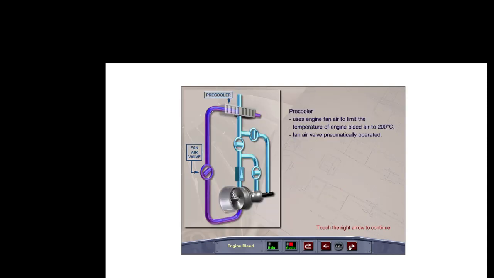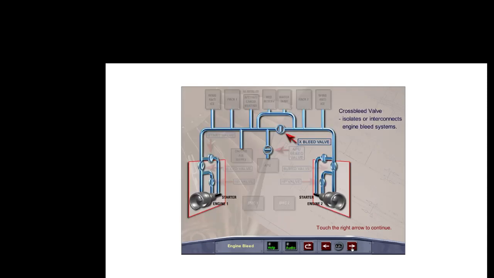A pre-cooler uses engine fan air to cool and limit the temperature of the engine bleed air to 200 degrees Celsius. The fan air valve is pneumatically operated. The two engine bleed systems can be isolated or interconnected by the cross-bleed valve through the cross-bleed duct.